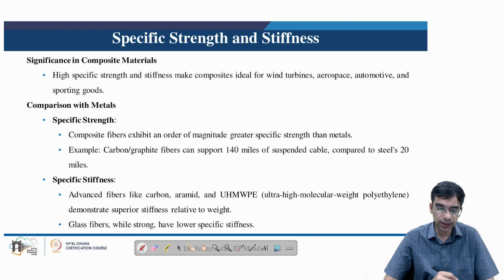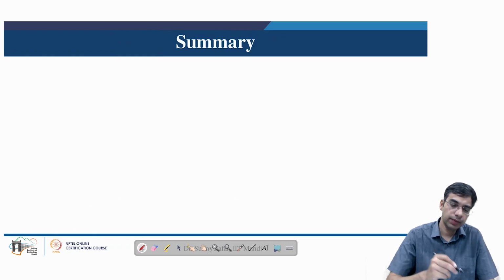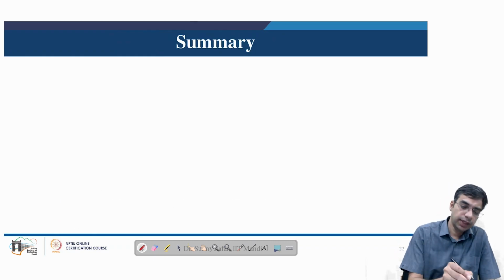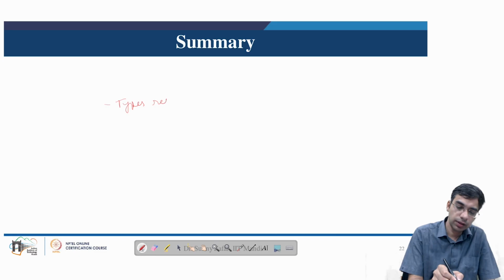The specific stiffness of fibers like carbon, aramid, and ultra-high molecular weight polyethylene fibers demonstrates superior stiffness relative to the weight. Glass fibers, while they are strong, offer low stiffness, but nevertheless this is still better than the metals. So, in summary, we have discussed the different types of reinforcements used in composites.